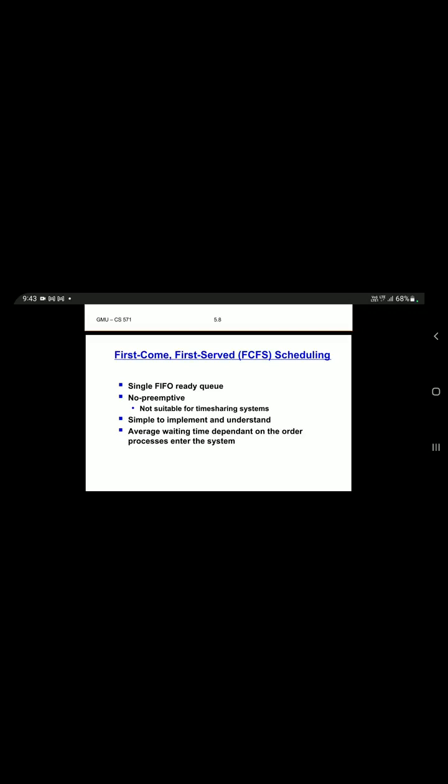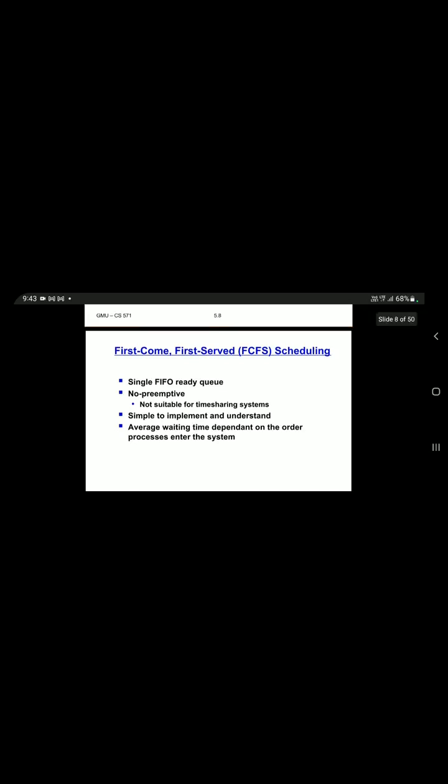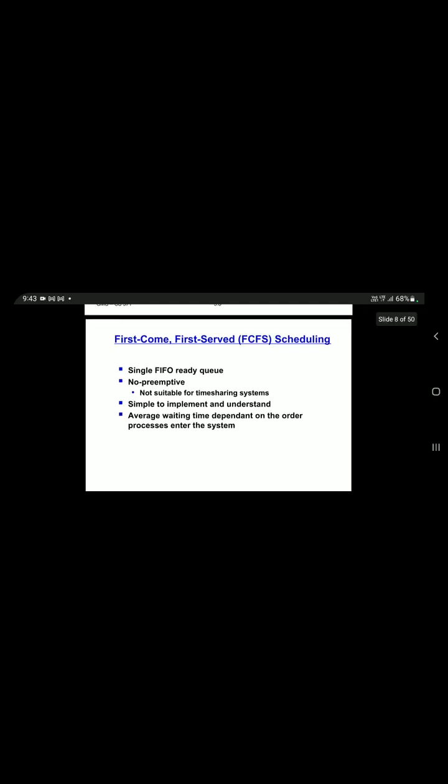The process is made to complete fully, or it is executed fully without any disturbance in between. Then it is simple to implement and understand. Average waiting time depends on the order in which processes enter the system.